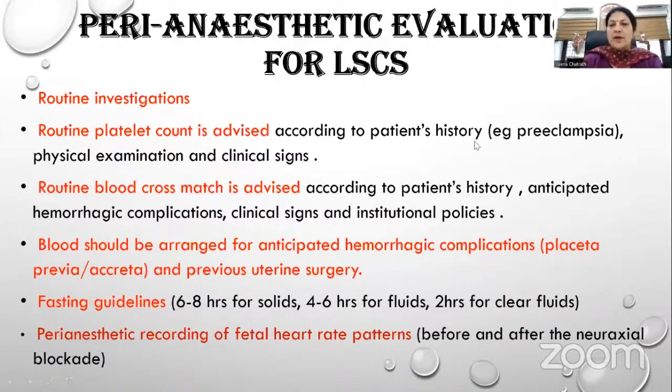In addition to the routine investigations like hemogram of the patient, routine platelet count is advised according to the patient history. For example, in patients with preeclampsia, on physical examination and depending upon the clinical signs of the patient. Routine blood cross match is advised according to the patient history in patients with anticipated hemorrhagic complications or depending upon the clinical signs and institutional policies. So blood should be arranged for anticipated hemorrhagic complications like in patients presenting with placenta previa, placenta accreta, or when there is history of previous uterine surgery.